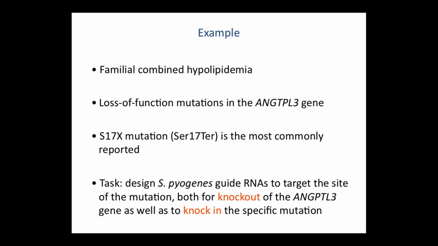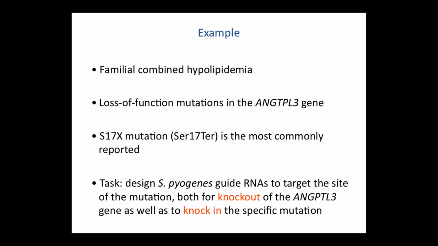Let's now consider an example of CRISPR design. Imagine that we're trying to make a cellular model of the cholesterol disorder known as familial combined hypolipidemia. The responsible gene is ANGPTL3, with loss-of-function mutations resulting in the disorder. The most commonly found mutation is the S17X nonsense mutation. Here's our task: to design a Strep pyogenes guide RNA that will let us target the site of this mutation in a wild-type cell.